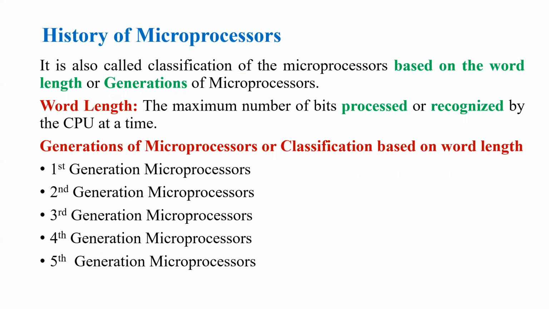Next, history of microprocessors. This concept we can also call the classification of microprocessors based on word length, or generations of microprocessors.